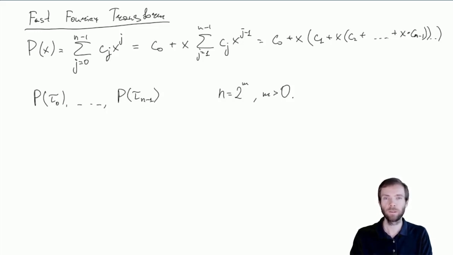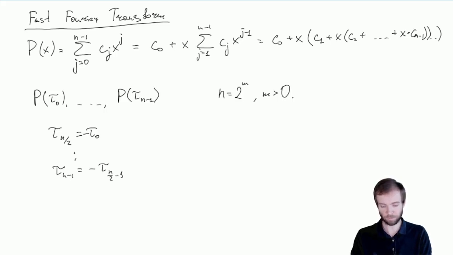To do it faster, we need a special set of points though. Assume that among our points, half of them are equal to minus the other half of the points. So say tau n over 2 is equal to minus tau 0, and so on, tau n minus 1 is equal to minus tau n over 2 minus 1. So the second half of the points is minus the first half of the points.